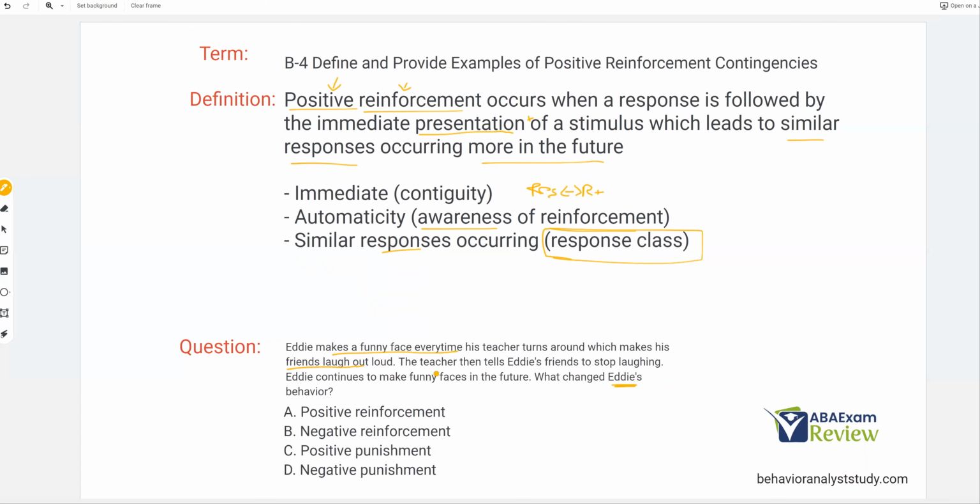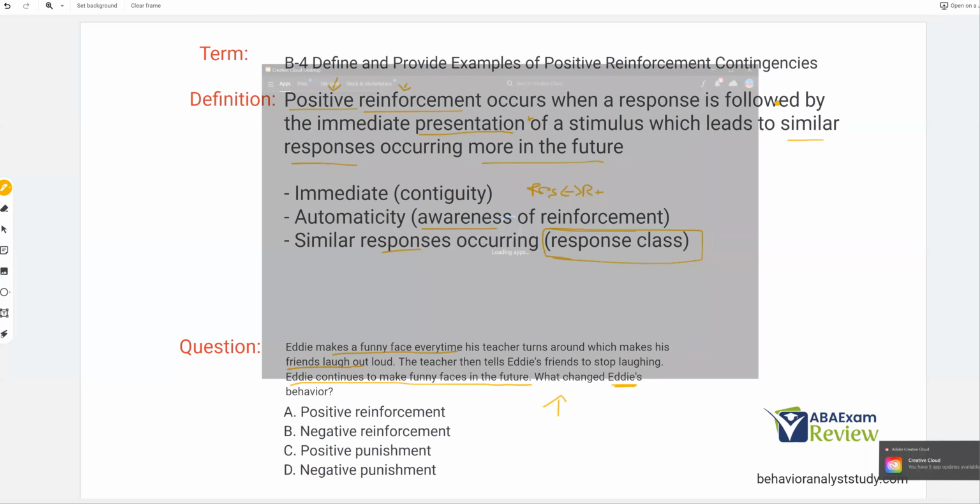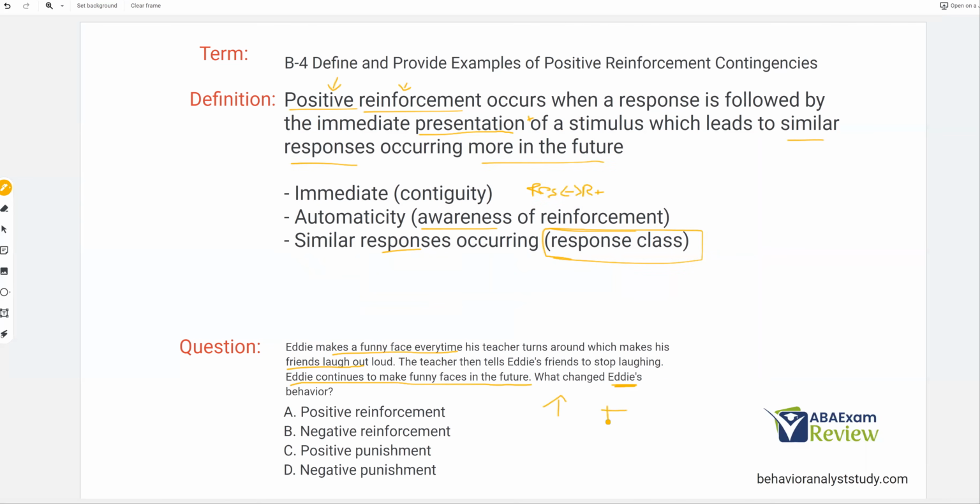What is the consequence for Eddie's behavior? The consequence for Eddie's behavior is his friends laughing out loud. Since Eddie continues to make funny faces in the future, what happened? Well, Eddie's behavior increased, so it was reinforced. His friends laughed out loud, so those were added, right? So we have positive reinforcement. Again, the teacher telling Eddie's friends to stop laughing is not the consequence controlling Eddie's behavior. Eddie making a funny face is the response. The consequence is his friends laughing out loud. So in the future, Eddie continues to make funny faces, meaning we've positively reinforced Eddie's behavior.